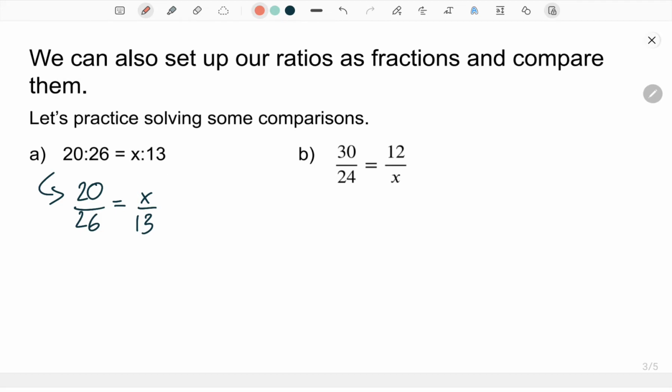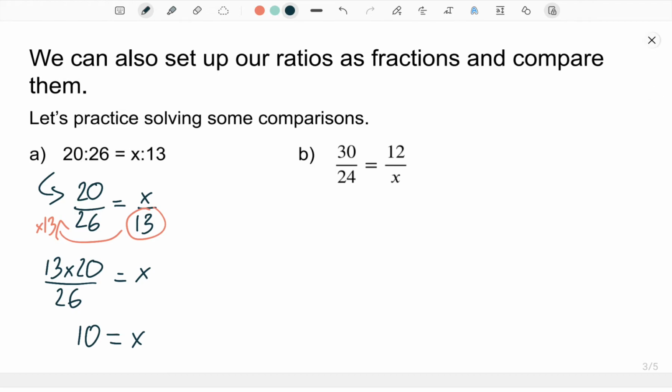So if we use our solving equations techniques, we can move this 13 over. So you have 13 times 20 over 26, because remember it's dividing on the right-hand side, so we need to multiply it to move it over. And if you solve that out on the left-hand side, what you will end up getting is 10. So x is 10, or 10 is equal to x. And you might be wondering, how did that get solved? Well, there is another way to do this as well.